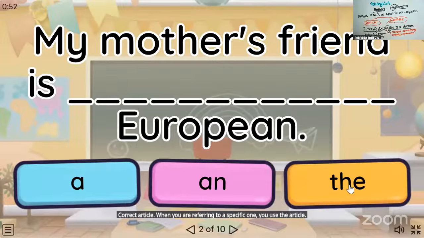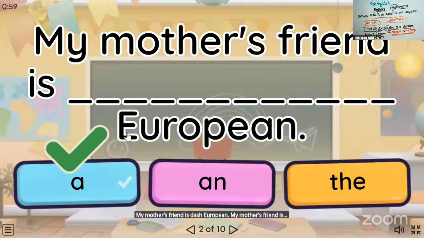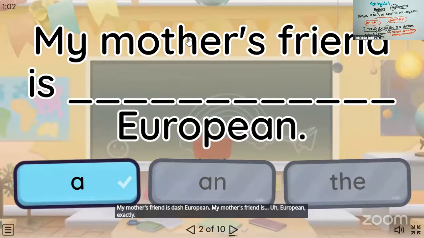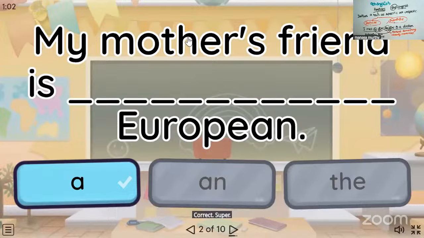My mother's friend is dash European. My mother's friend is a European. Exactly. Correct, ಮಕ್ಕಳೇ. Super. Now you are aware of this rule.